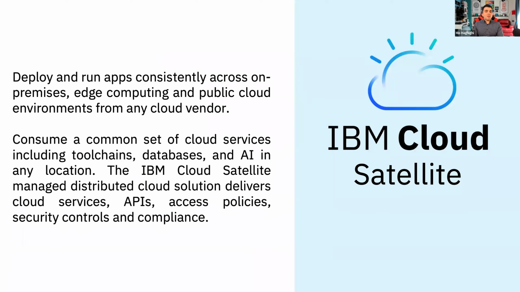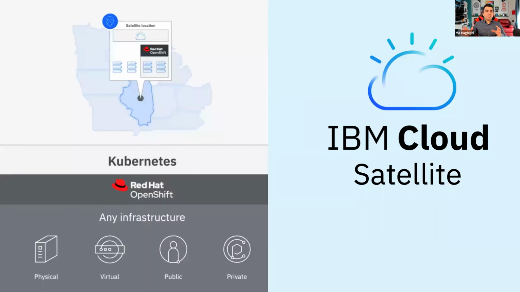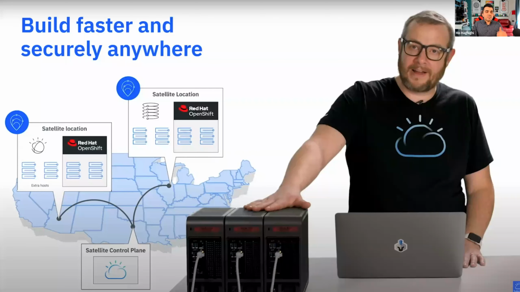And the last important thing that I want to tell you, when it comes to edge computing, is IBM Cloud Satellite. You can deploy and run apps consistently across on-prem, edge, and public cloud environments from any cloud vendor. So you basically have to build your application once, and you can easily deploy it from your public cloud into a small device, let's say Intel NUCs, for instance. This is a great example of that. You can find it on YouTube, and easily move your applications.